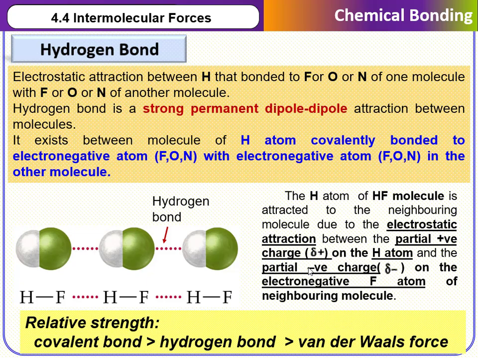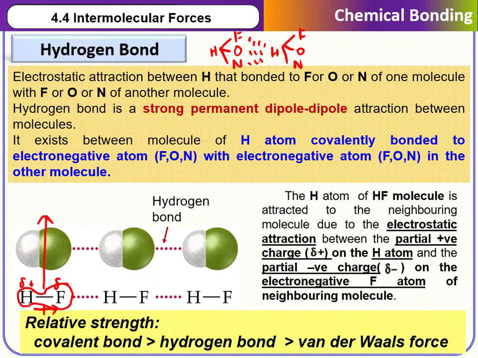Hydrogen bond. Hydrogen bond is the electrostatic attraction between hydrogen that is bonded directly to fluorine, oxygen or nitrogen of one molecule, with hydrogen that is bonded to the same kind of atom of another molecule. What is the bond within this molecule? It is a covalent bond. Why is it a covalent bond? Because they share the electron.